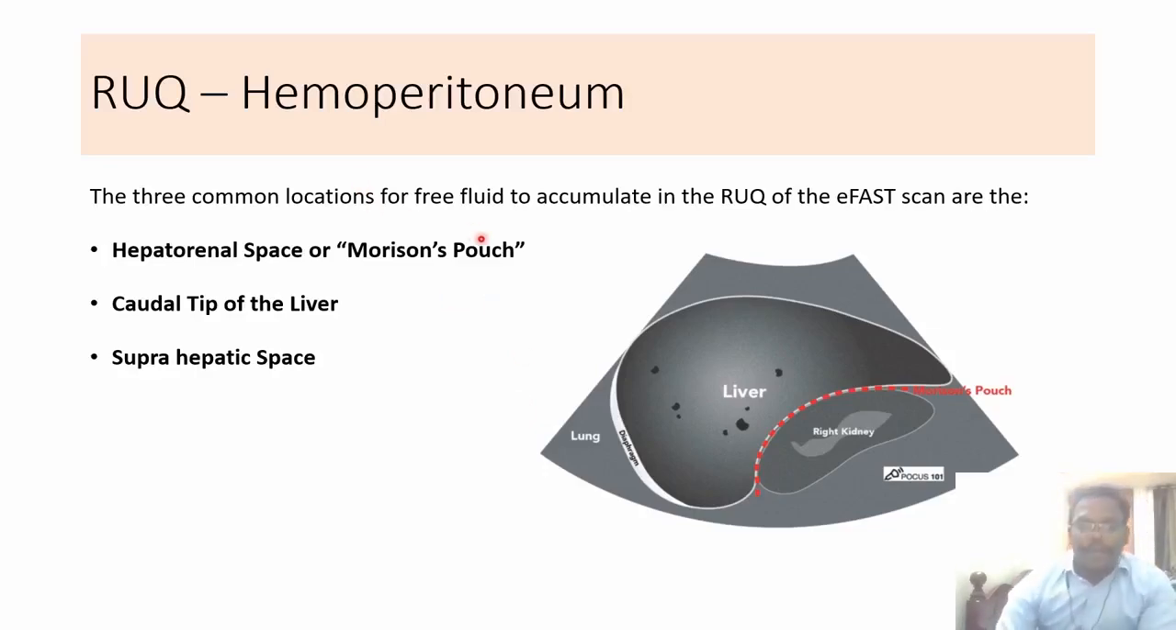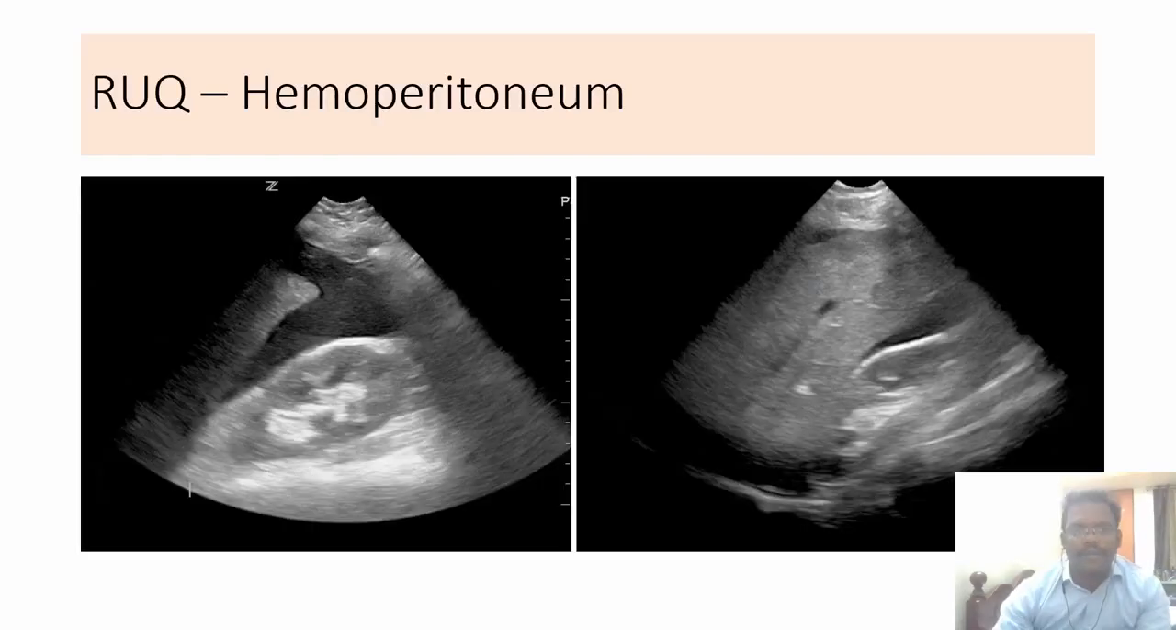In the right upper quadrant view, there are 3 common locations for the free fluid to accumulate. The first space is the space between the liver and the kidney, which is called Morrison's pouch. The second space is just above the liver and below the diaphragm, which is the suprahepatic space. The third space is around the caudal lobe of the liver. So we will be seeing an example for each.